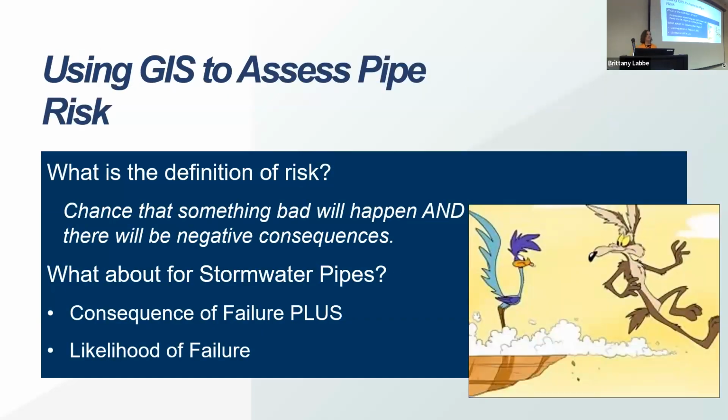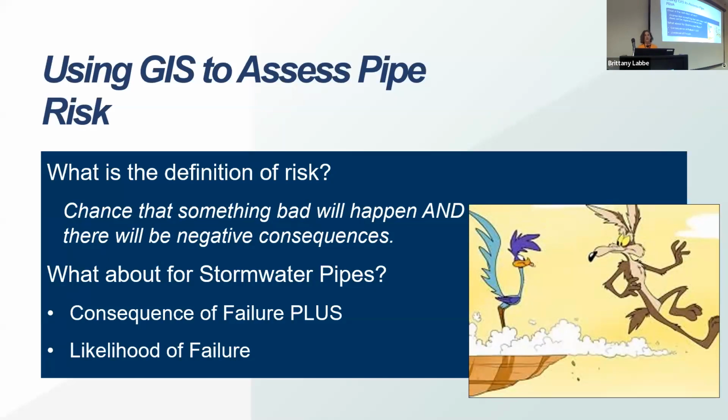First of all, we should talk about what we mean by risk. What we're talking about is the chance that something bad will happen and there are going to be negative consequences. This cartoon here, most of us know, Wile E. Coyote. Something bad always happens to him. So the chance of him getting in a bad situation is 100%, and the negative consequences are always going to be there.